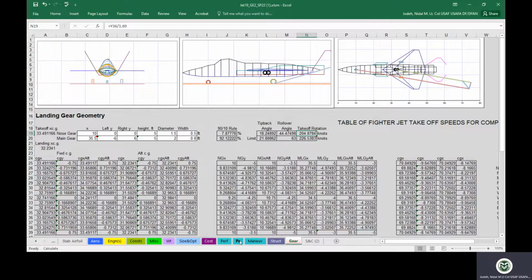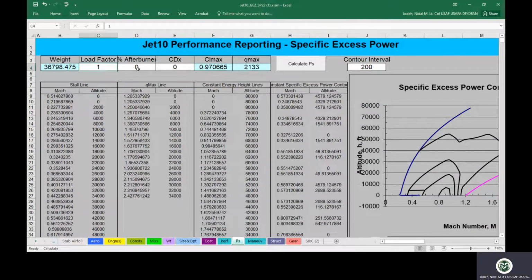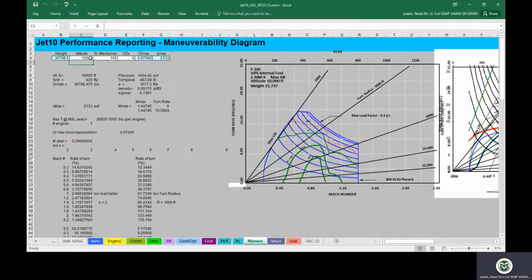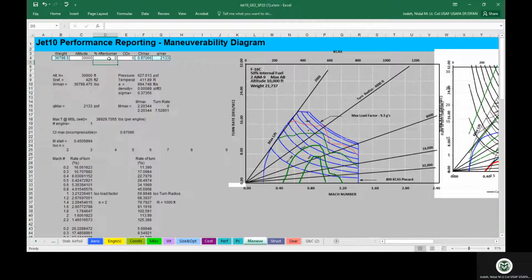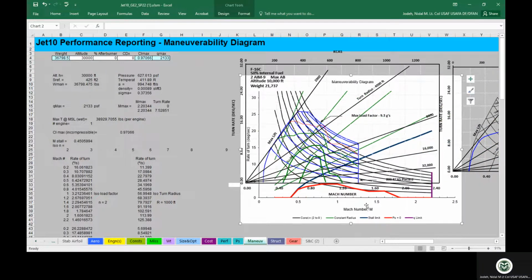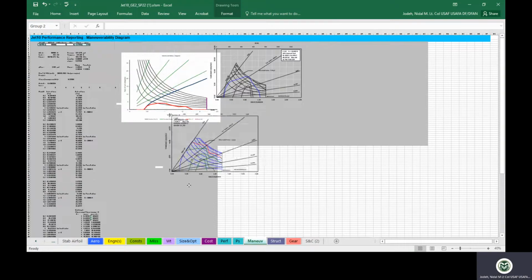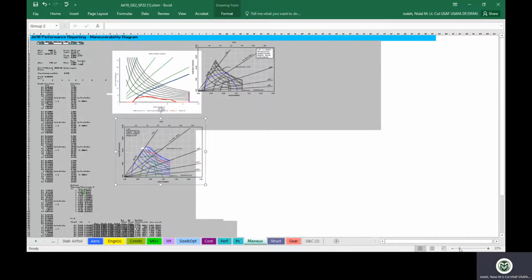Go to P sub S and maneuverability. You can change the load factor, afterburner, and CDX and hit calculate, and that should regenerate your plot. You'll need that for the presentation. If I go to maneuverability, I have the same features. I can put in a 30,000 foot, and it'll change the chart. Oh, the chart's over here, sorry. It'll change the chart respectively. You'll need these charts for your presentation.